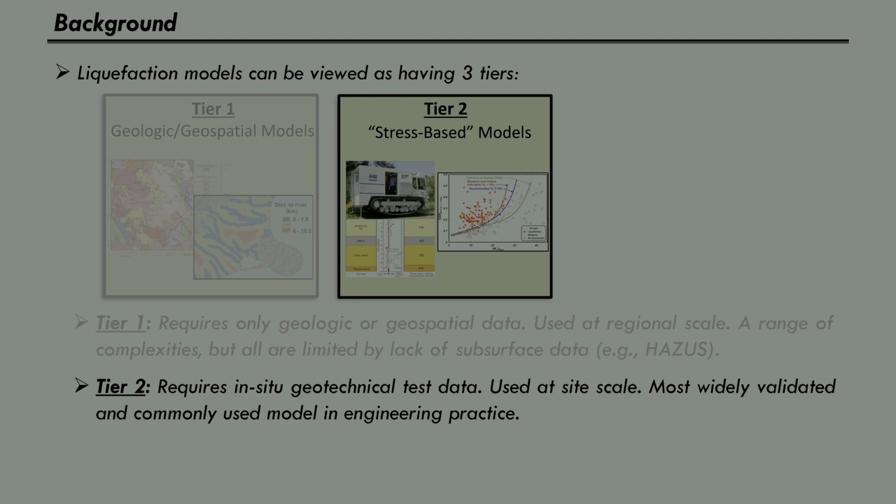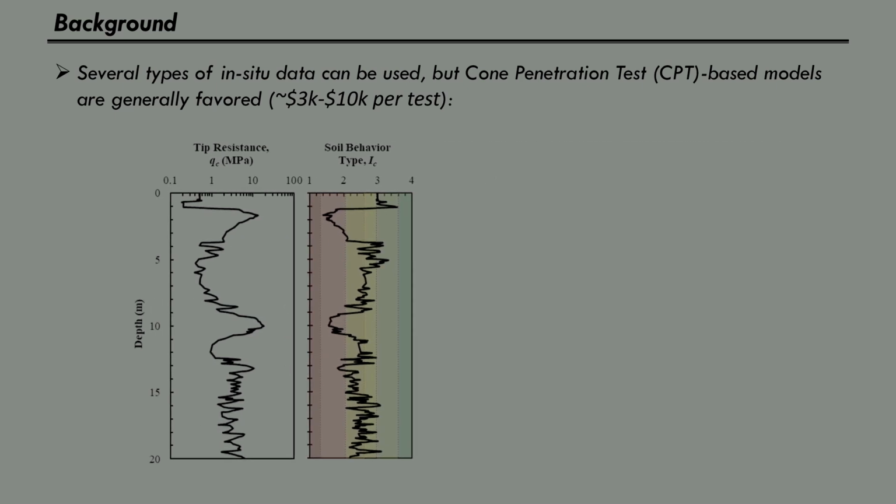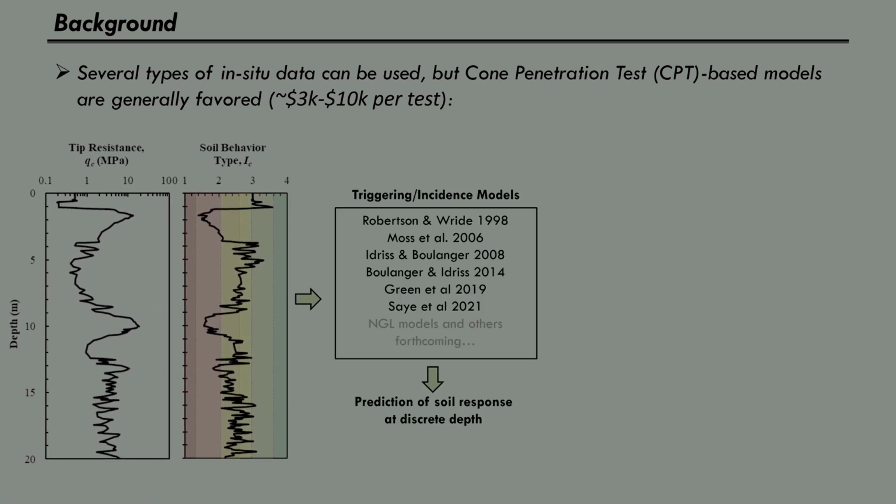Tier 2 would be the so-called stress-based models. These are models that do use subsurface test data. These are the state of practice models, the types of models that the NGL project is putting out. These models have been based on a few different types of test data, but most preferred would be the cone penetration test, the CPT. And so if we have CPT data, the data is used to predict liquefaction occurrence using any number of triggering models.